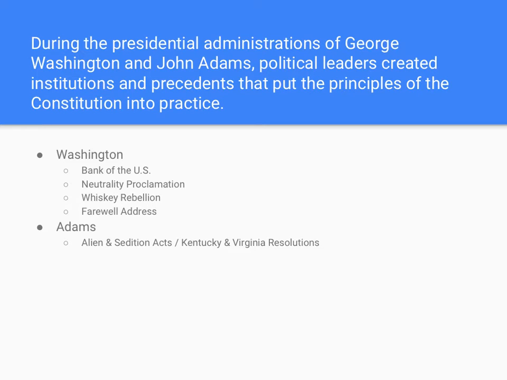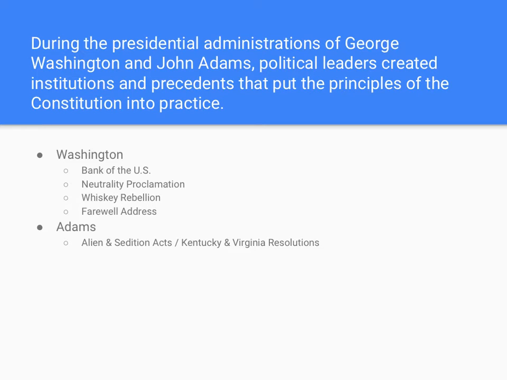Hamilton, the first Secretary of Treasury, created the Bank of the United States, but Jefferson, the first Secretary of State, rejected the Bank of the United States, believed that it was unconstitutional, and tried to get Congress to reject the idea of creating a Bank of the United States. But ultimately, Hamilton won. Congress voted to charter the Bank of the United States, and Washington signed this into law. And so that was one precedent set by the Washington administration, that the Bank of the United States was constitutional.